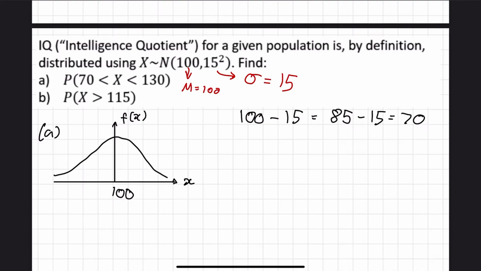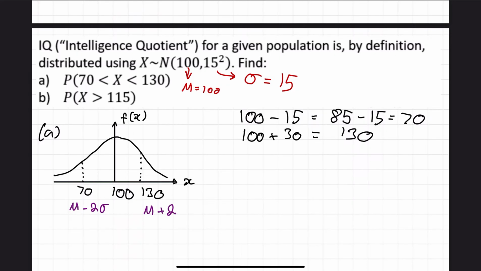So 70 is going to be over here. And we know that is my mean minus 2 standard deviations. So I'm assuming if I have 100 and I add on another 2 standard deviations, I get to my 130, which I do, which is over here. So I know that my 130 came from my mean plus 2 standard deviations.